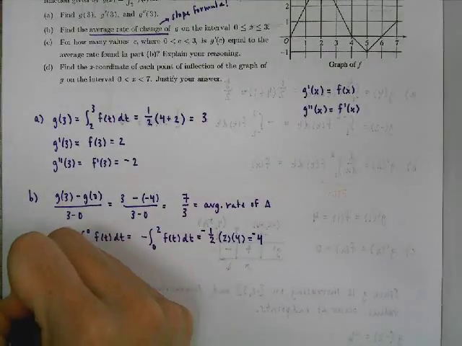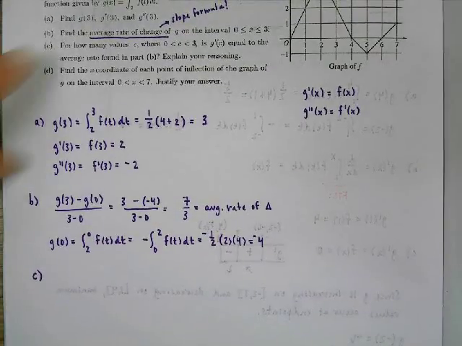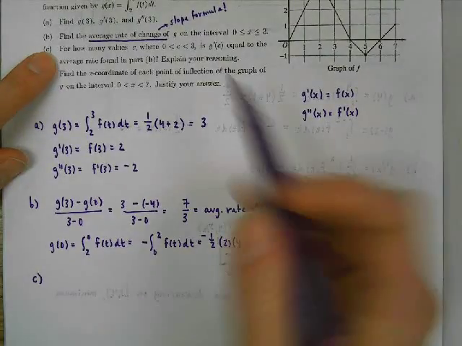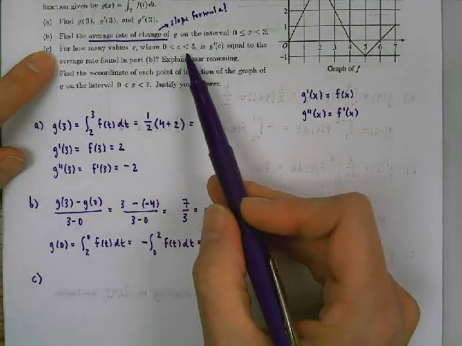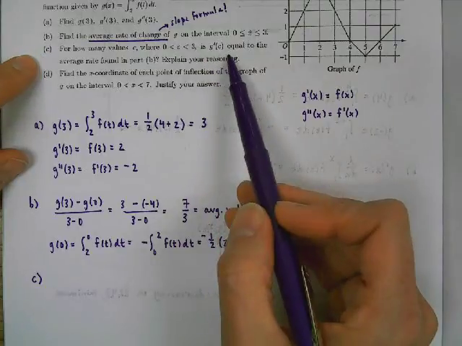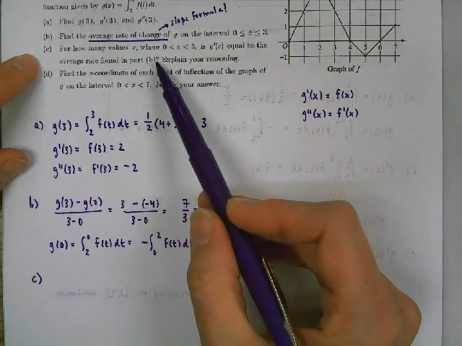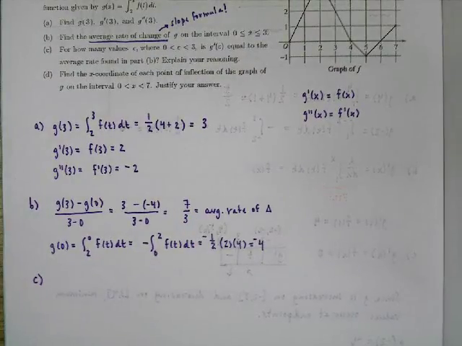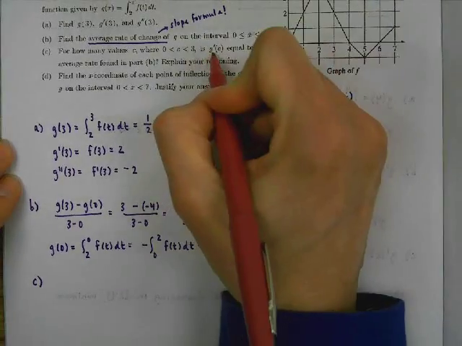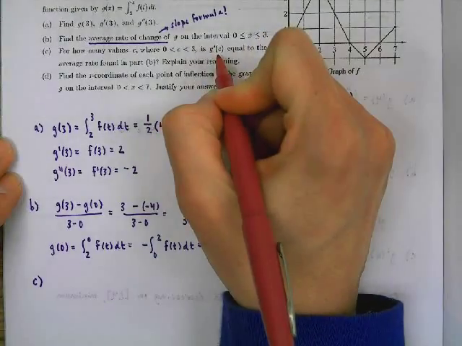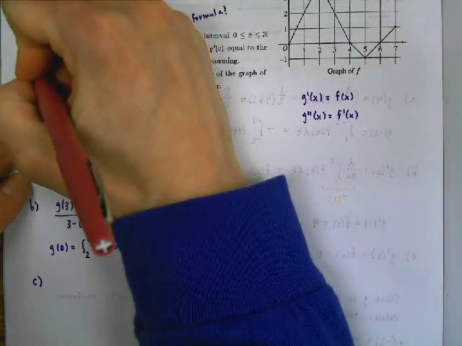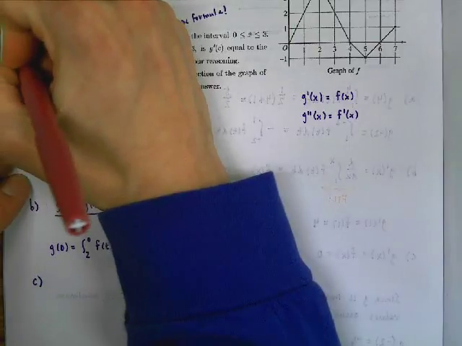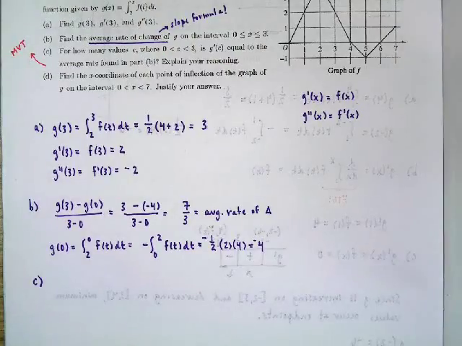Okay, so now Part C wants to know for how many values of C, where C is between 0 and 3, is G prime of C equal to the average rate of change in Part B. Now, this should sound familiar. This is one of our theorems. So it's asking me, where is my average rate of change equal to the instantaneous rate of change, which is my derivative. So I'm going to make a note here. This should make you think of our MVT, our mean value theorem.